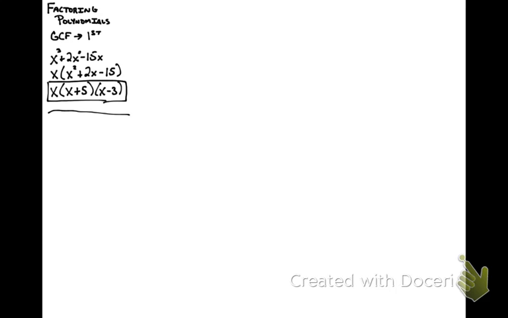A second example might be 2y to the 5th minus 18y cubed. And I can see in this example that both of these have a GCF of 2y cubed. And when I factor that out, I'm left with y squared minus 9. Y squared minus 9 is an example of difference of squares, so this will go a little further into y plus 3 times y minus 3.